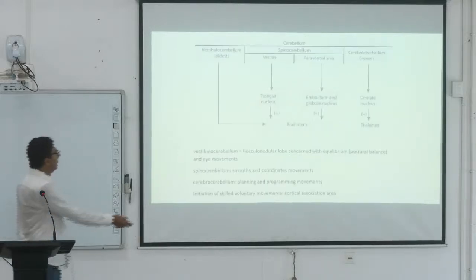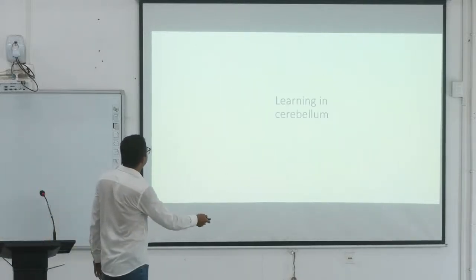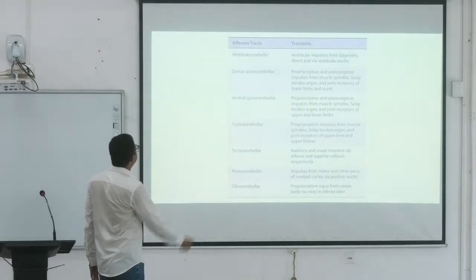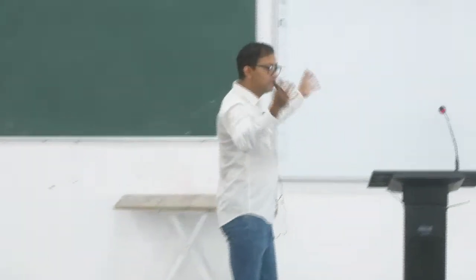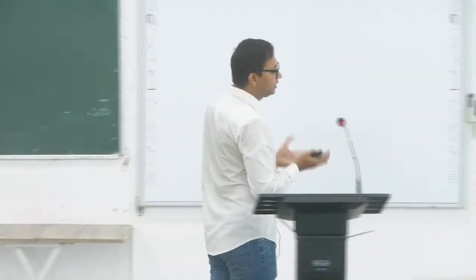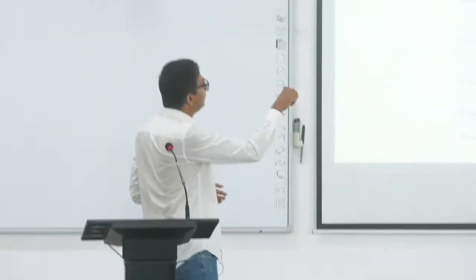Okay, next, some afferent connections of cerebellum. Afferent connection, the tracts that are coming into the cerebellum, right? The neurons which are coming to cerebellum.